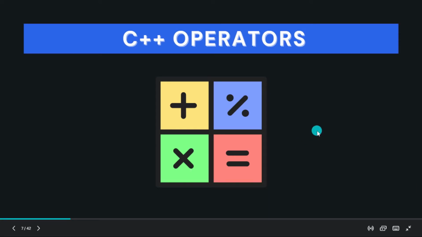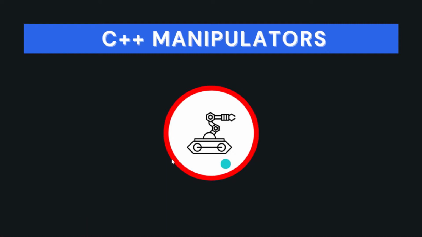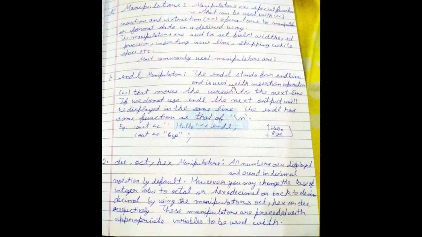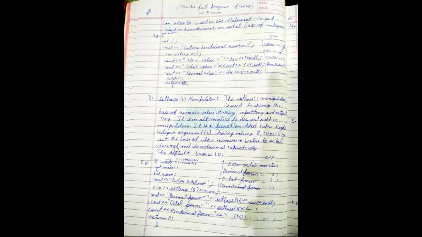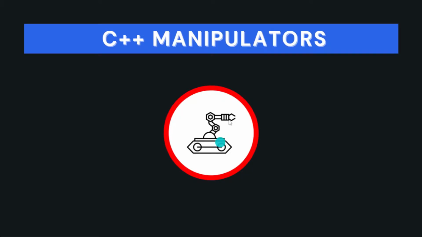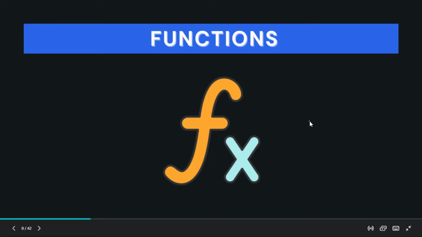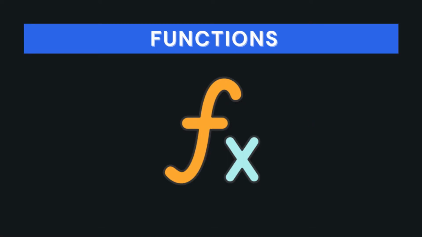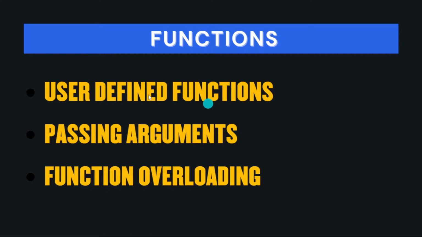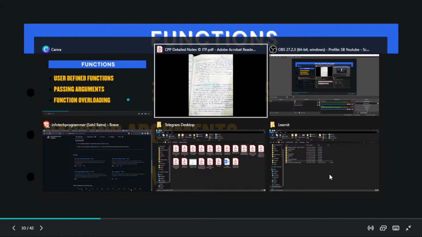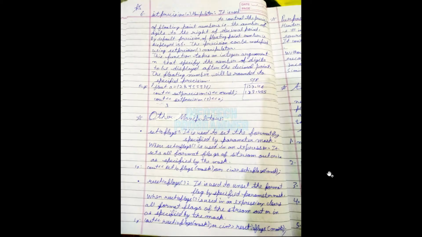After operators, we have manipulators. There is the concept of manipulators in C++ that you can also find here after operators. We have discussed manipulators, that is, how to work with manipulators in C++. After that, we also have functions, how to work with functions in C++. After doing the manipulators, you can start with functions, and there are different types of functions like user-defined functions. Then you also come to know about passing arguments in a function, and then function overloading, how a function is overloaded. Each and every concept is discussed here very properly.